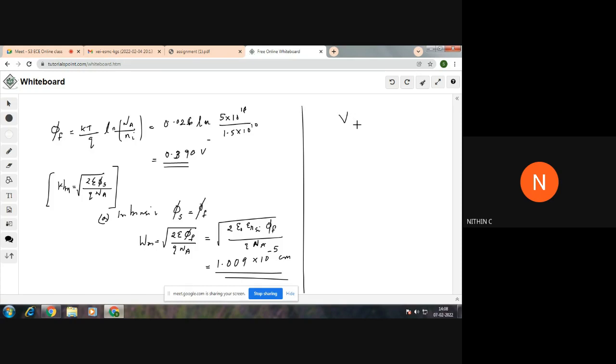VG is actually split across the depletion layer and oxide layer. VG is equal to V oxide plus phi.